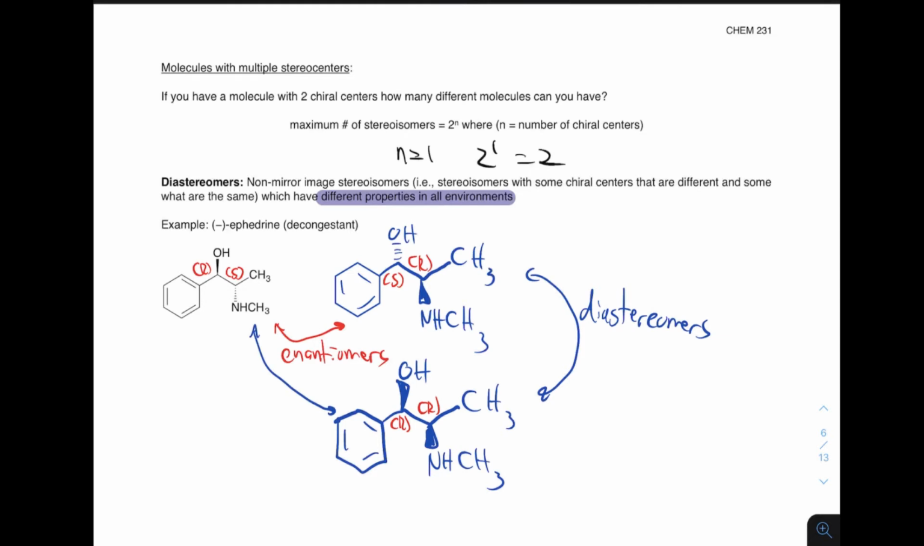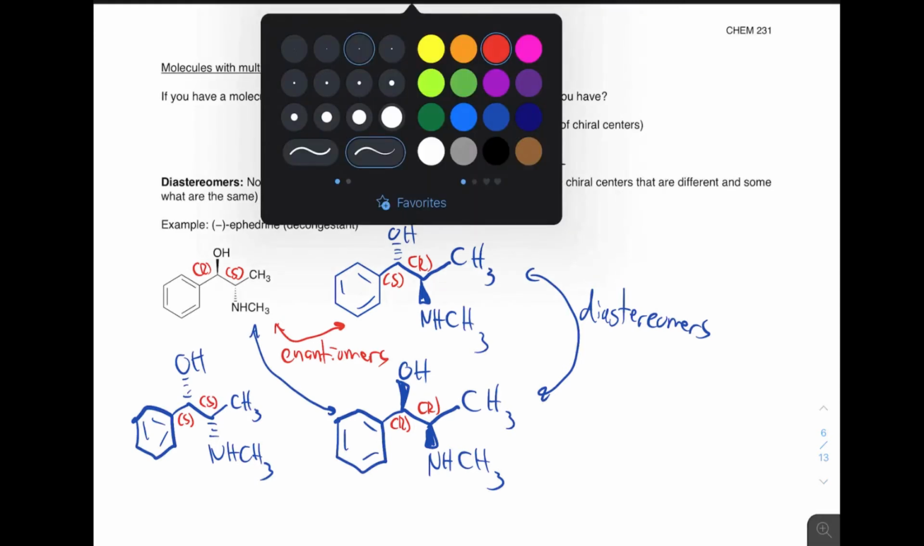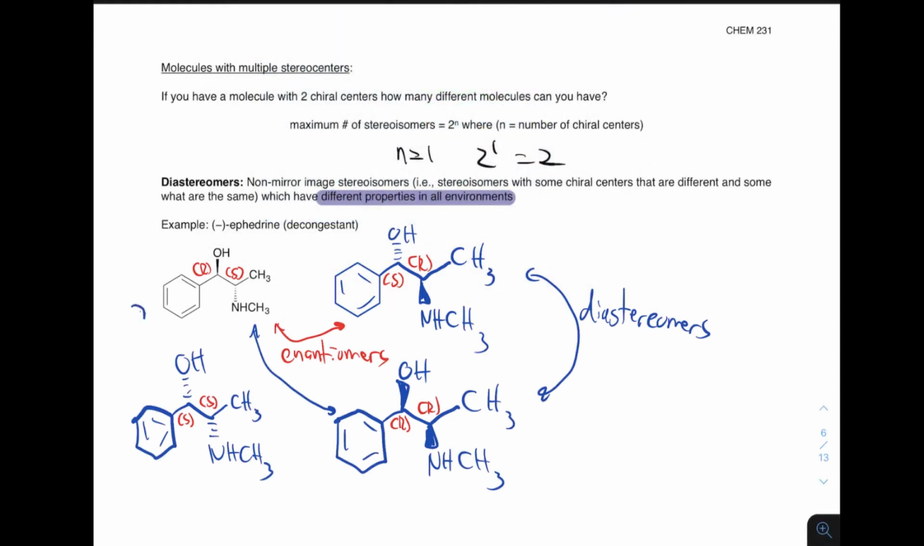And lastly, if we drew this molecule once more with a different stereocenter in one location, but kept it the same in a different location, we now have another set of diastereomers, where we have these two molecules as diastereomers and these two molecules as diastereomers.